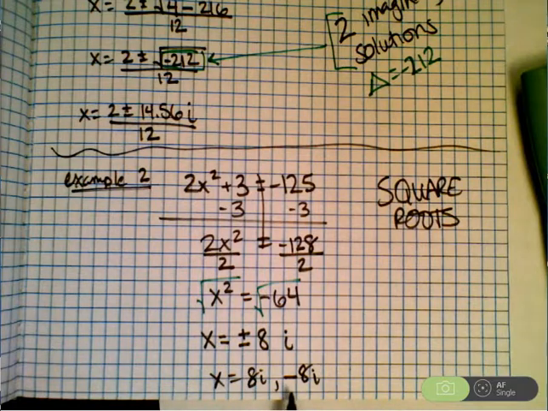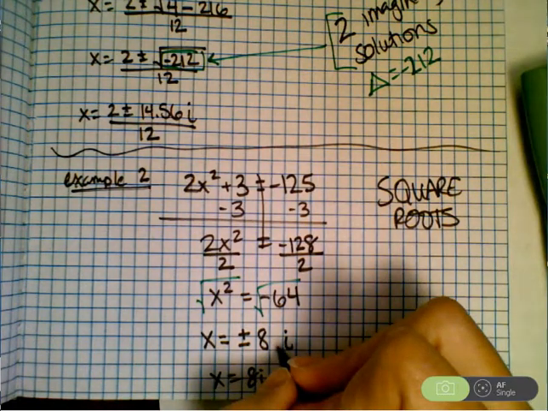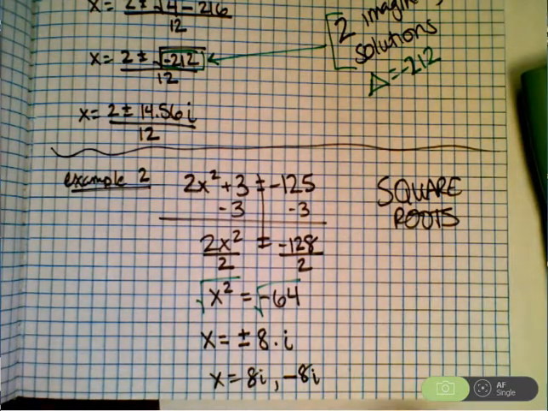And if you want to write that just with the plus or minus in front of it, I shouldn't have left all that space in between the 8 and the i. They're really just multiplied together. And we have an example of solving with square roots.